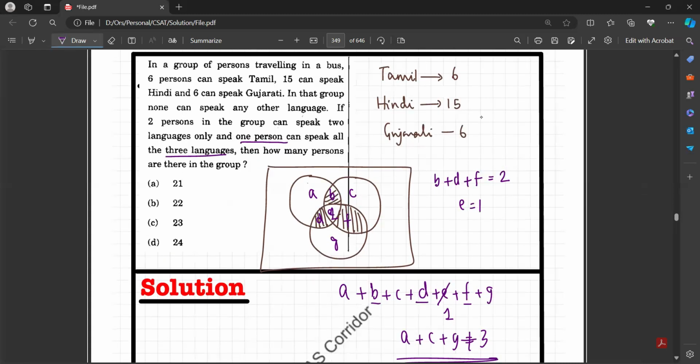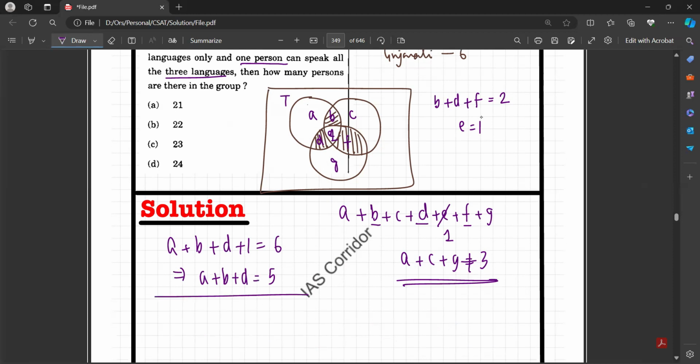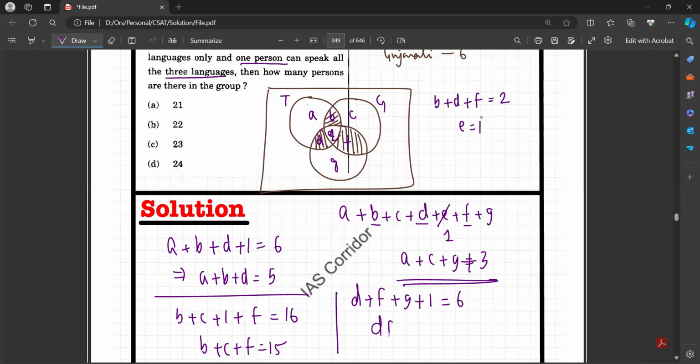What is given here? Tamil is 6. That means can I say A plus B plus D plus 1, which is this one, equals 6. So can I say A plus B plus D equals 5? Yes or no? Similarly, the next one is Gujarati, which is also 15. Can I say B plus C plus 1 plus F equals 16? Therefore, B plus C plus F equals 15. This is for explanation. I'm writing it down. But in exam, you have to do it very fast. 1 equals 6. The last one. D plus F plus G equals 5.